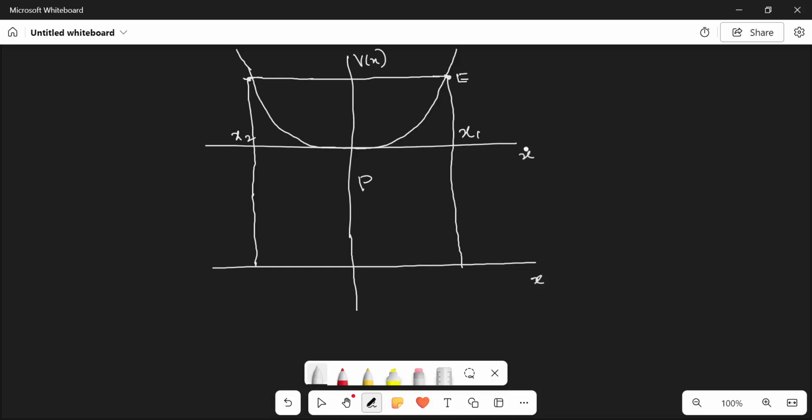They are called the turning points. x1 and x2 are called the turning points. What is a turning point? A turning point is the point where the potential energy is maximum, or the velocity is zero, or the kinetic energy is zero. Just imagine the case of a simple pendulum, where at the extreme positions we have the velocity equal to zero.